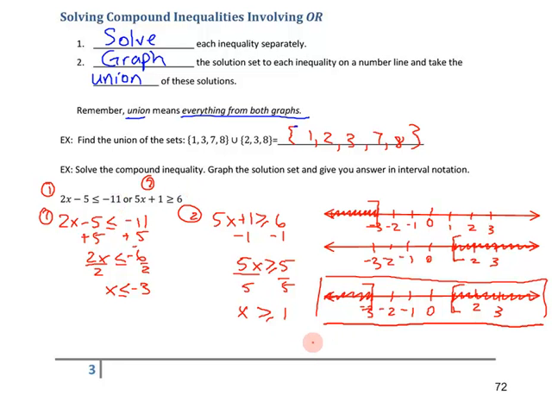And the way that I'd write that with intervals is I'd write these two intervals together with a union between them. So this interval is from negative infinity up to negative 3, including, union from 1 up to positive infinity. And that's the solution set.